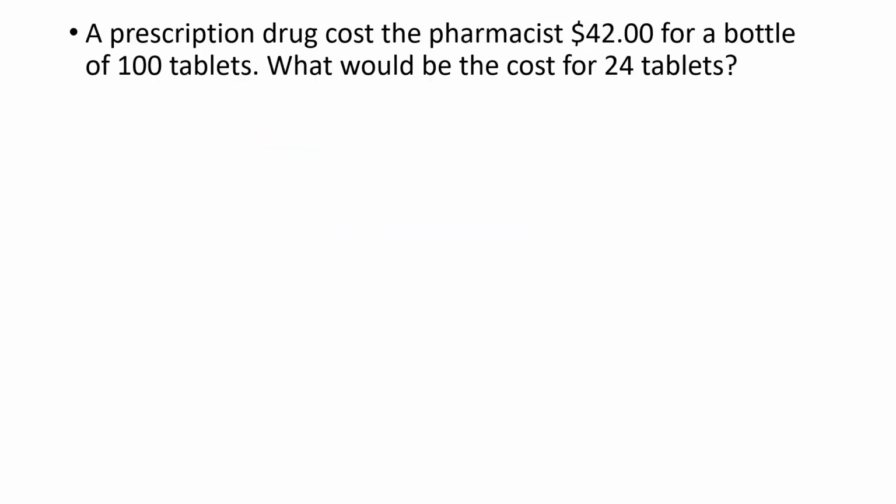So next question. A prescription drug costs the pharmacist $42 for a bottle of 100 tablets. What would be the cost of 24 tablets? So $42 per 100 tablets. Sorry, I said ml, I mean tablets. Let's erase it. This is for 100 tablets. What would be the cost for 24 tabs? So the missing value is the price.